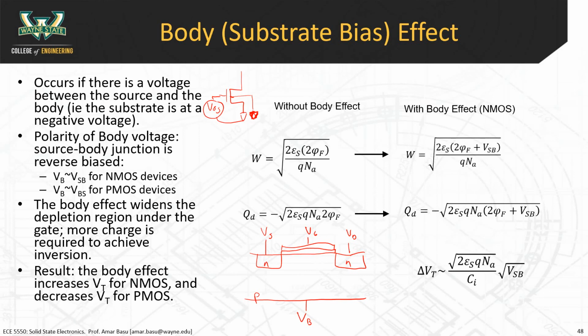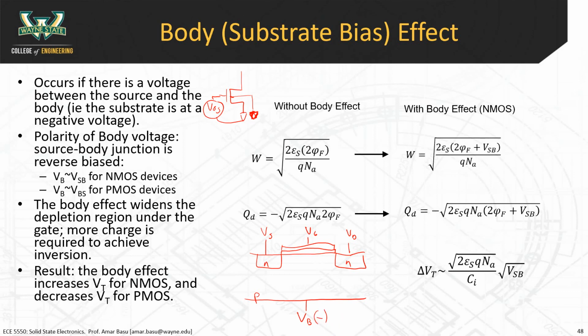So first things first, the polarity: you always have to apply a polarity so that these PN junctions are never forward biased. They always have to be reverse biased or at equilibrium. So for an NMOS device, you're going to apply VSB, meaning the body voltage is going to be negative. So let's just indicate here that this is going to be negative.